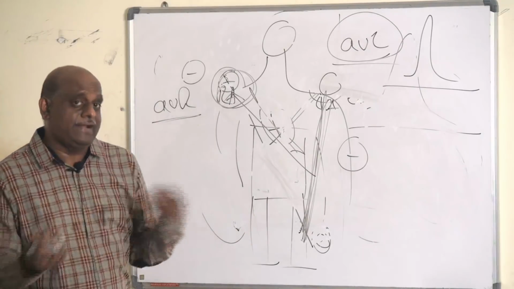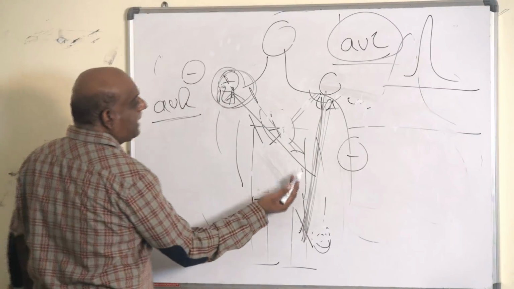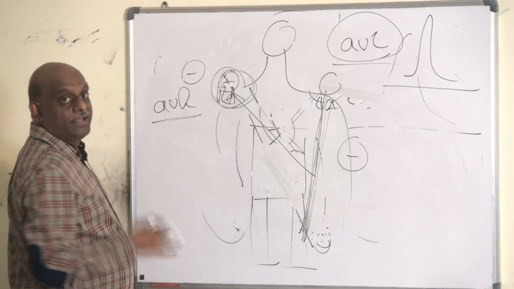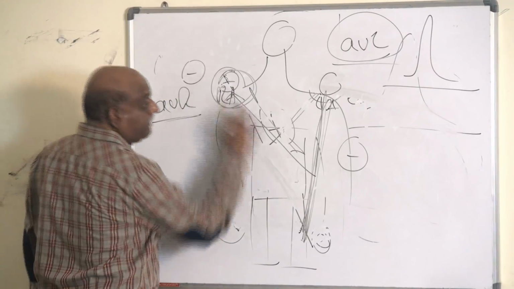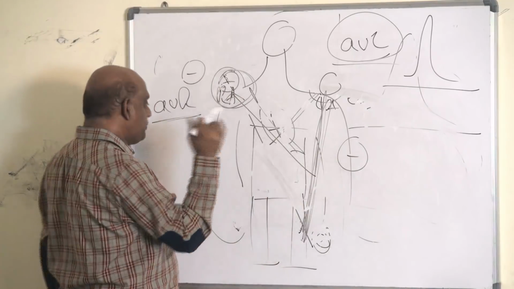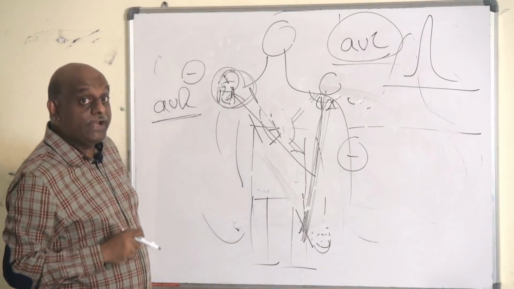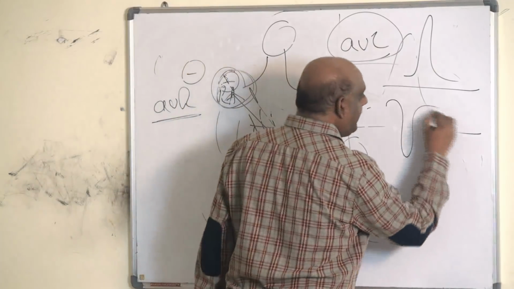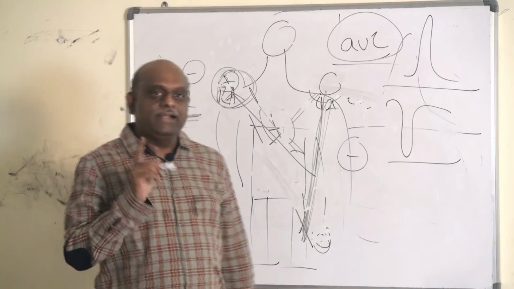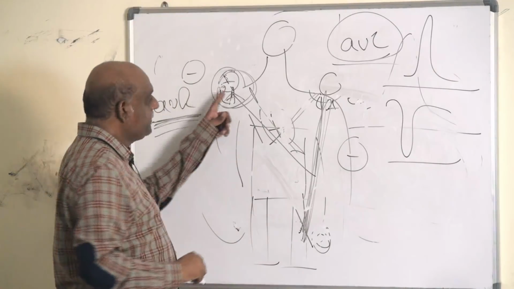How is the AVR electrical activity passing? It is passing from left towards right, from below to above. Whereas our electrical activity is passing from above to down, from the right towards left. So that is the reason. How will you get QRS? You get a negative QRS in AVR. Negative QRS in the AVR.